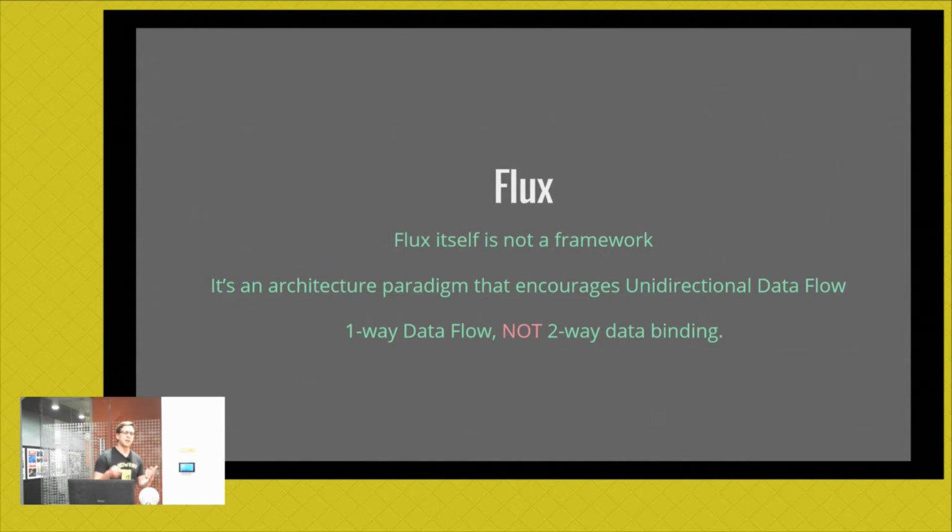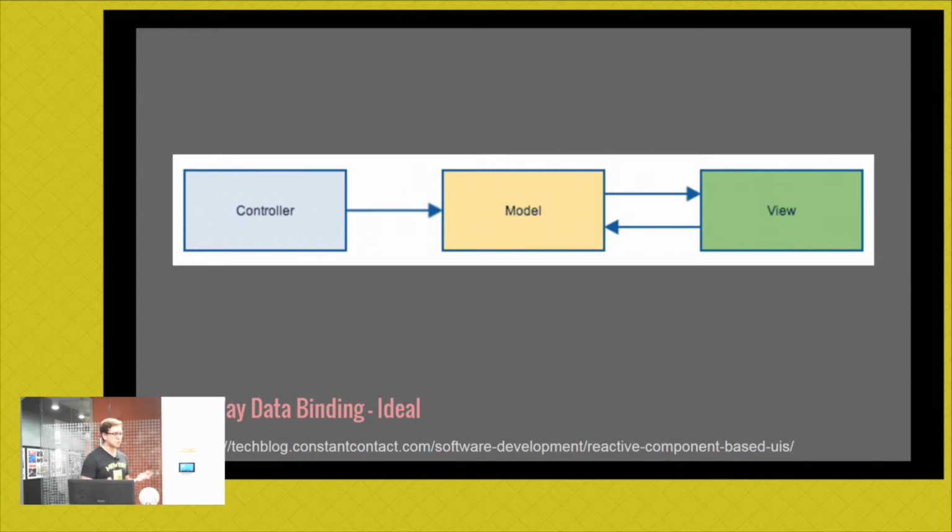It's a way to structure your application to encourage what we call unidirectional data flow, one-way data flow, as opposed to two-way binding. And to visualize the differences here, we're just going to go into two-way binding at first. And this is what we'd see in our traditional MVC with two-way binding. We end up getting to our model, and the model informs the view changes. If the model changes, the view changes. They're just going back and forth, back and forth, back and forth. And this is an ideal representation of what two-way binding would look like.